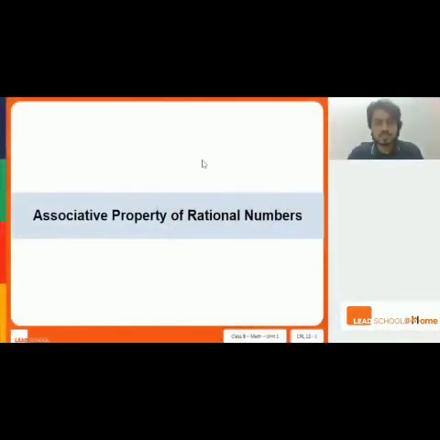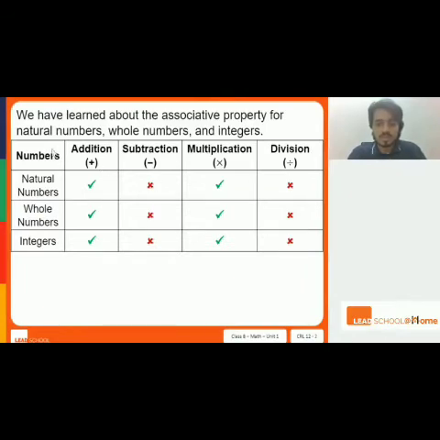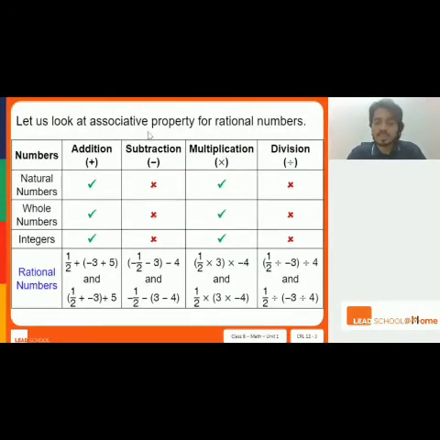I am again counting from 1 to 5. Open your notebooks. 1, 2, 3, 4 and 5. Okay, so now you have to check the associative property for rational numbers. We have discussed this for natural numbers, whole numbers, and integers. You will be checking the associative property for rational numbers now. Now you can use these expressions, these examples to check this property.